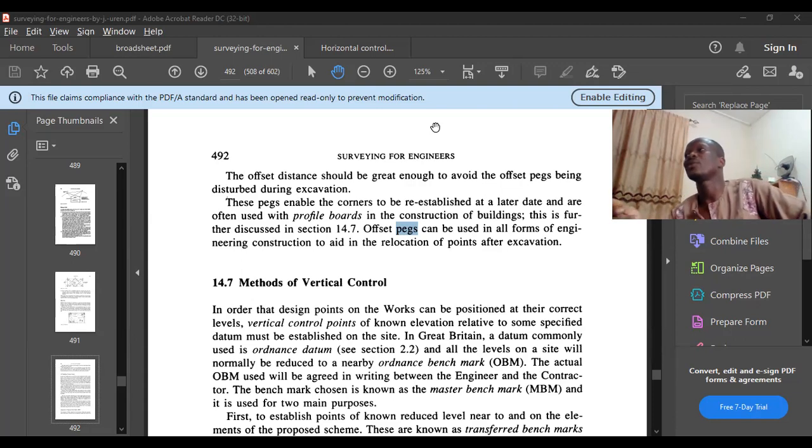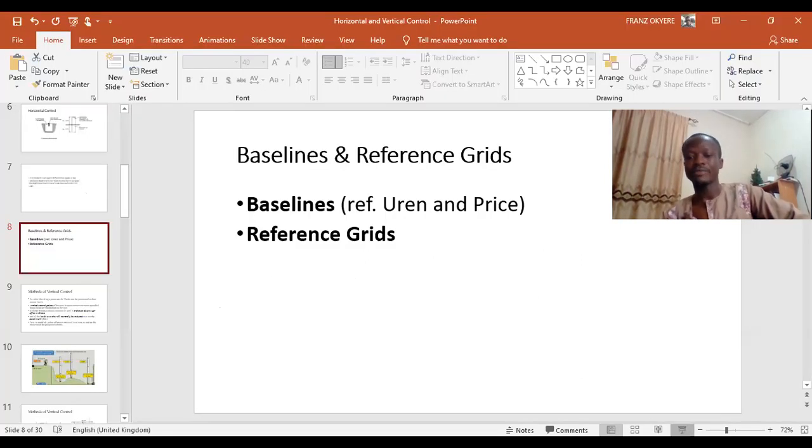Obviously, you can't compare two heights if they are not making reference to the same level. Are you okay? That reference level is what we call the datum. You can have heights with reference to the mean sea level, for example. So vertical control is very important. You need a dumpy level.